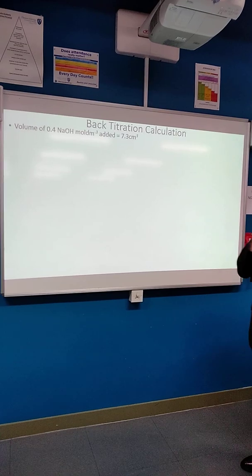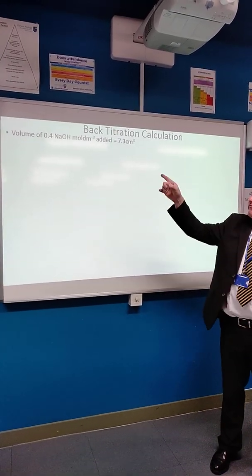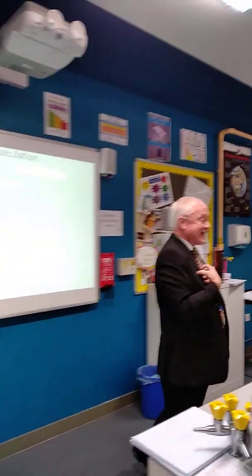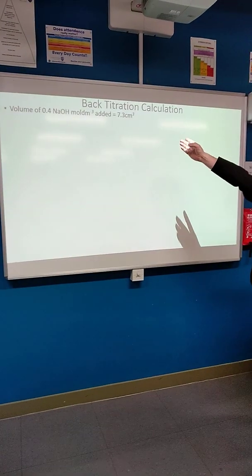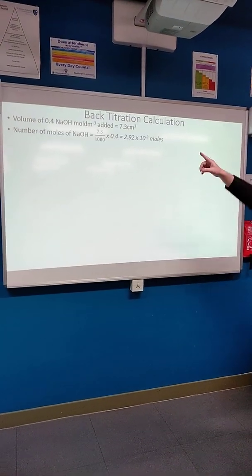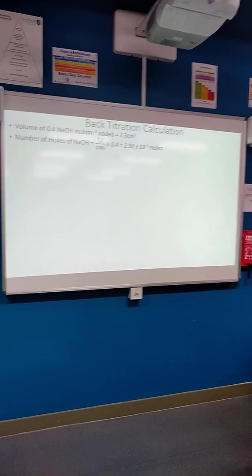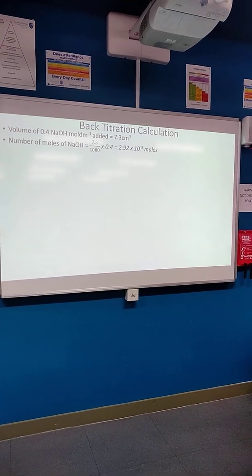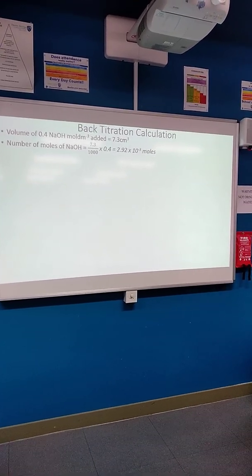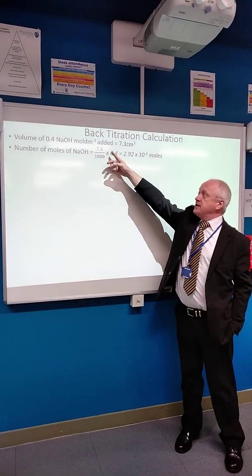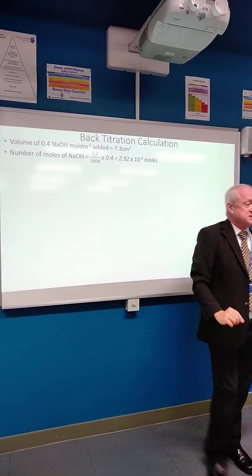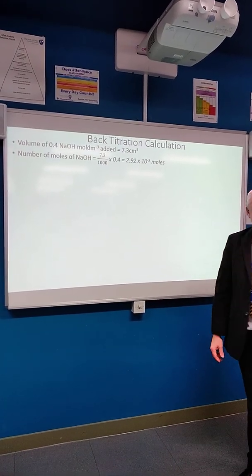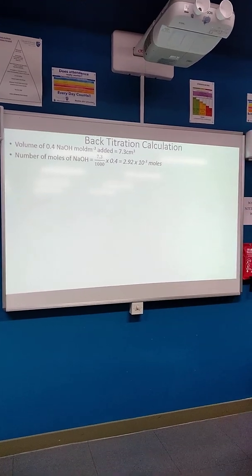Right, so the volume, we had 0.4 moles per decimetre cube sodium hydroxide, and I added, these are all the numbers from my calculation, 7.3 cubic centimetres. Next button please. So, if I've added 7.3 cubic centimetres of a 0.4 moles per decimetre cube solution, the number of moles I added is 7.3 divided by 1,000 and multiplied by 0.4. That gives me 2.92 times 10 to the minus 3 moles of sodium hydroxide.